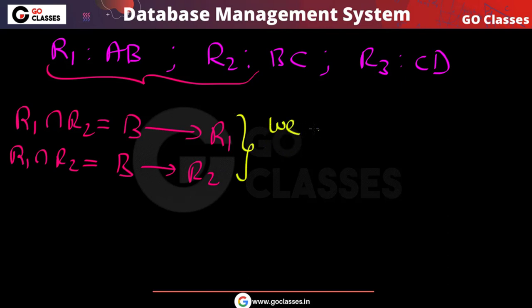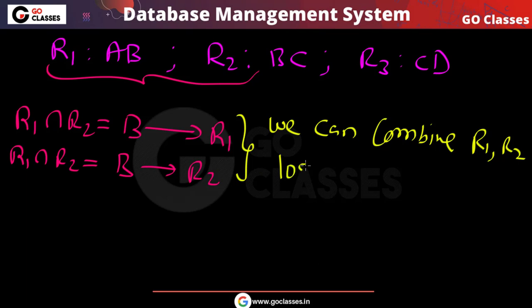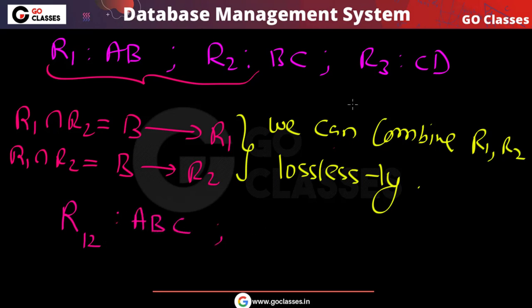Basically, we can combine R1, R2 losslessly. Now when we combine them, we get a new relation, R12, which has three attributes A, B, C, and we already have R3, which is CD. Now we have these two sub relations. Can we combine them in a lossless manner? Let us see.